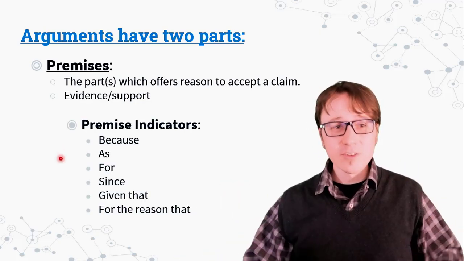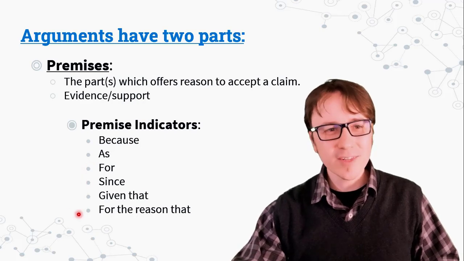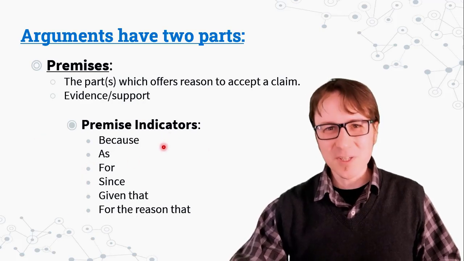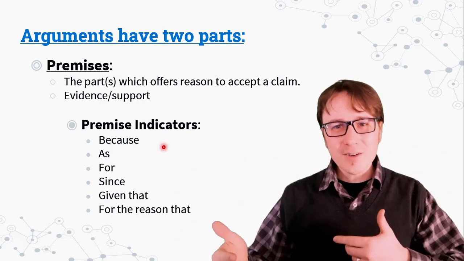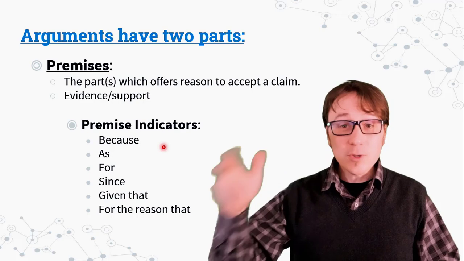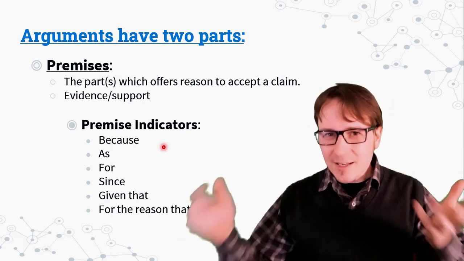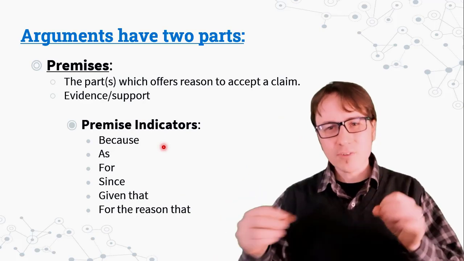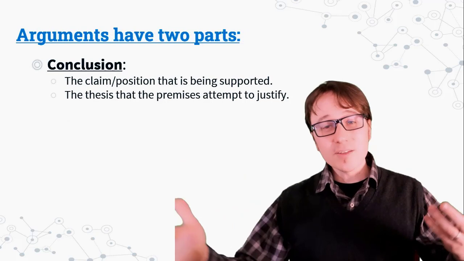There are premise indicators, such as because, as, for, since, given that, for the reason that, but these are just indicators because language is messy, and we can use these same type of indicators to mean different things, including causation statements or explanations, but nonetheless, they're nice indicators in language that can tell us, all right, this could be a premise to an argument.